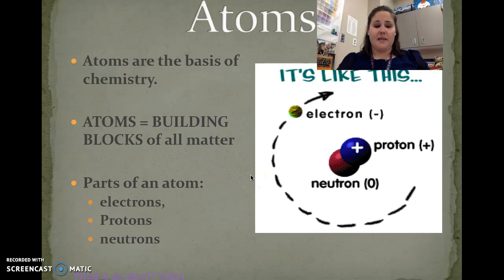Parts of an atom, like I said, are electrons, protons, and neutrons. I'm going to repeat that again. If I repeat it a lot, it's probably important. Electrons, protons, and neutrons. You can see them in the picture here. I'll explain these little symbols in a second.